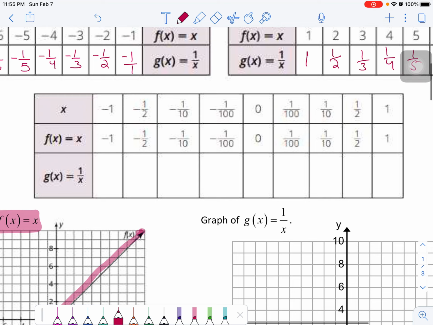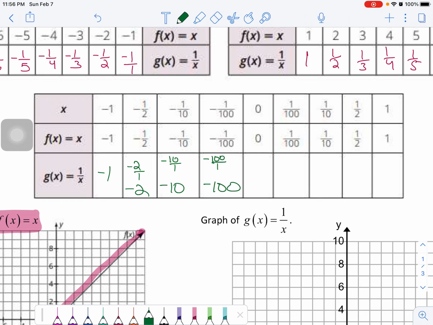Now, the set in the middle is kind of the weird ones. So let's look at these. We're going to find values between -1 and +1, because I want to figure out what's going on here. So -1 we've already figured out is just -1. -1/2, well, if I flip that fraction over, it becomes -2 over 1, or just -2. And then -1/10 would be -10 over 1, or -10. -100 over 1 would turn into -100. It's a pretty big number.